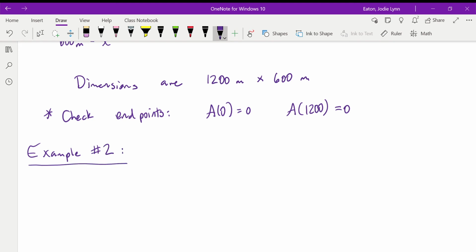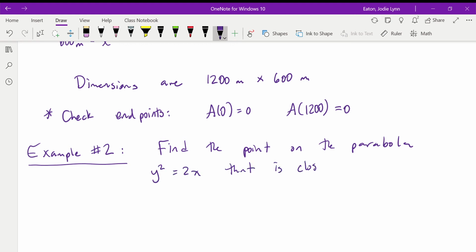So example 2. Completely different kind of question. We're going to find the point on the parabola y squared equals 2x that is closest to the point (1, 4).